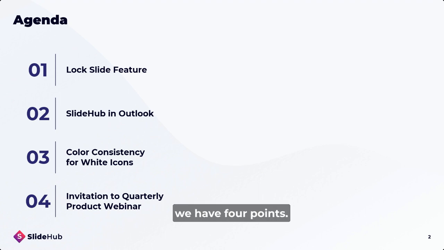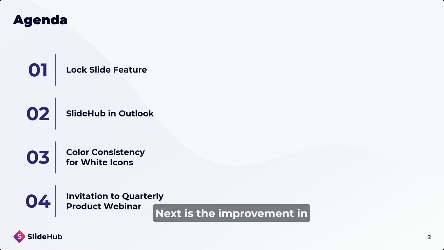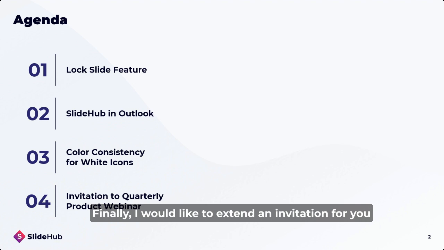On today's agenda, we have 4 points. First up is the Lockslide feature. Then I will introduce you to SlideHub in Outlook. Next is the improvement in color consistency for white icons. Finally, I would like to extend an invitation for you to join us on our next quarterly product webinar.